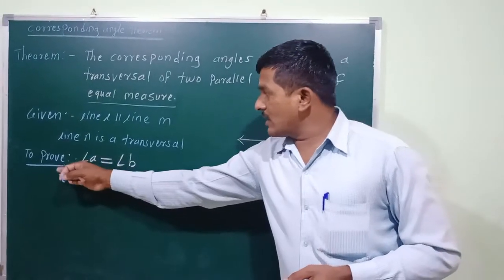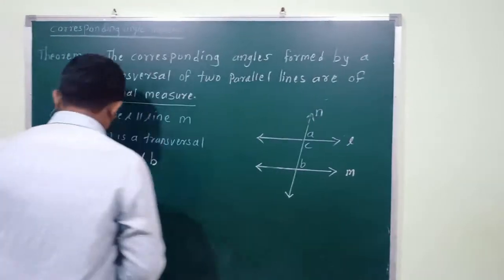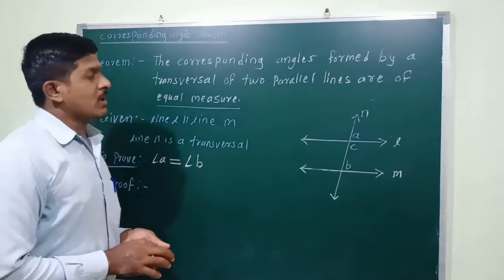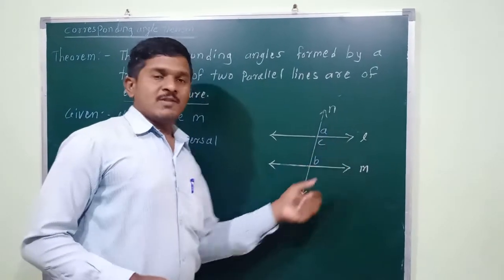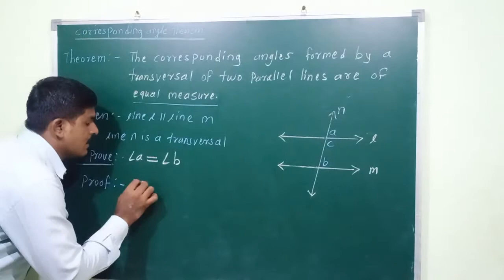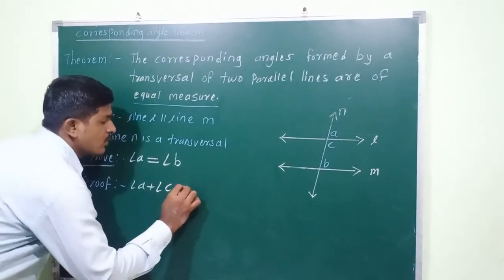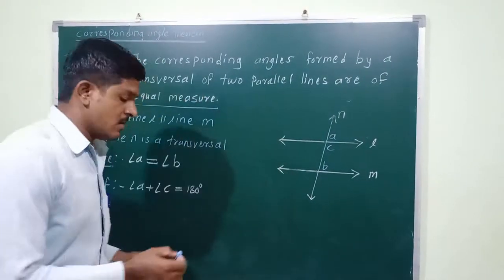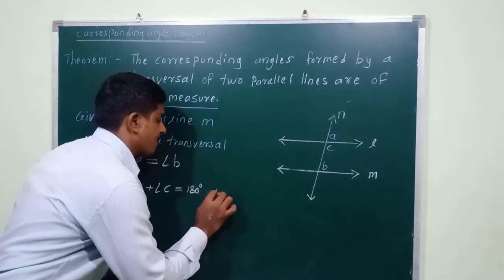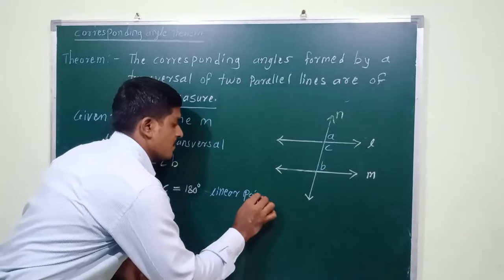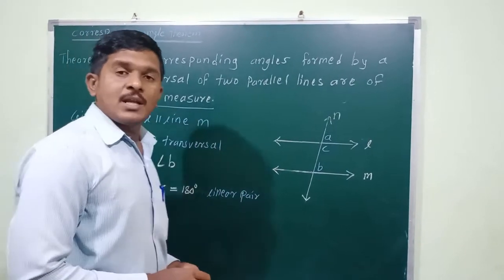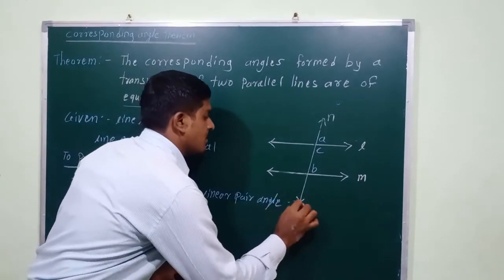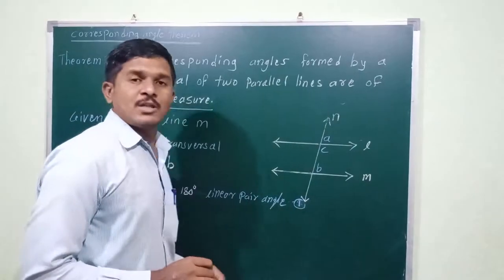Firstly, given the linear pair, angle A plus angle C is equal to 180 degrees. What is the reason? Linear pair. Linear pair means angles in a linear pair. This is statement number 1.